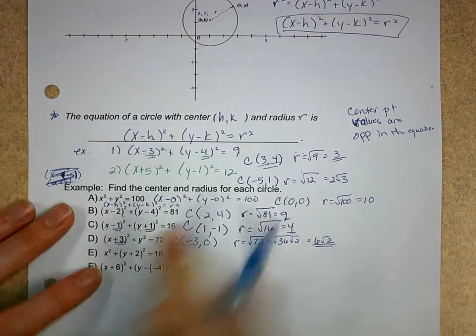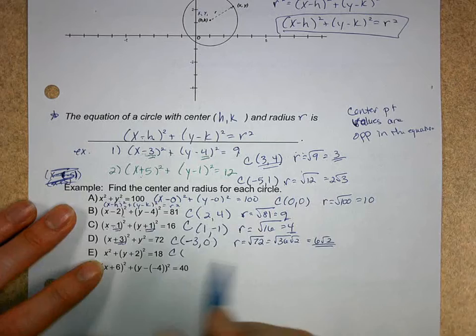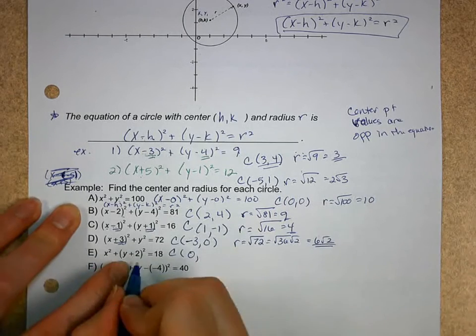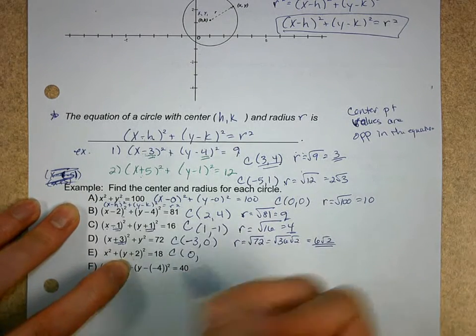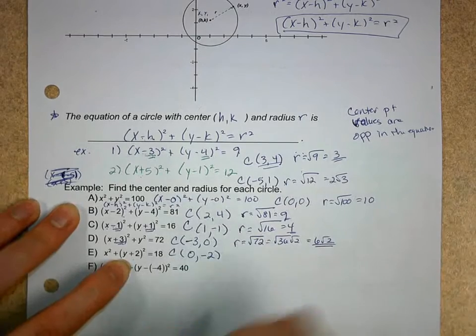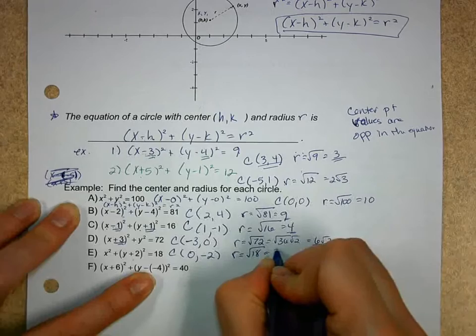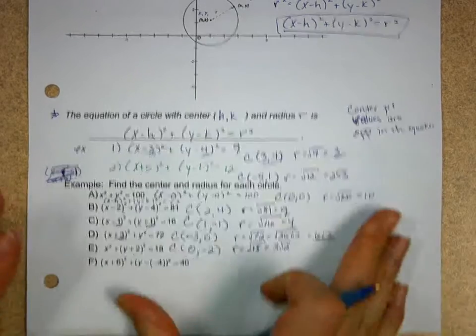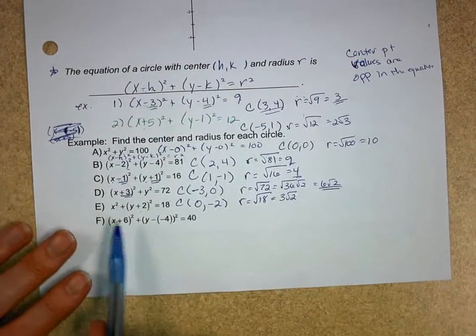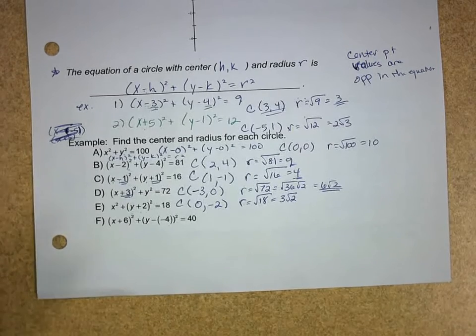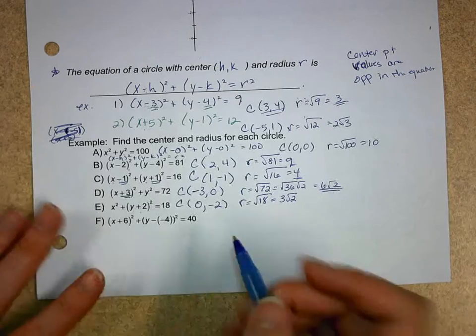My center for the next one, I have nothing with the x, which is x squared, so that's understood to have a 0. And if this is positive, my value I pull out is what? Negative. And my radius is the square root of 18, which is going to be 3 root 2. Okay, now let's look at this next one here. I've got the quantity (x + 6) squared plus the quantity (y - (-4)) squared equals 40.